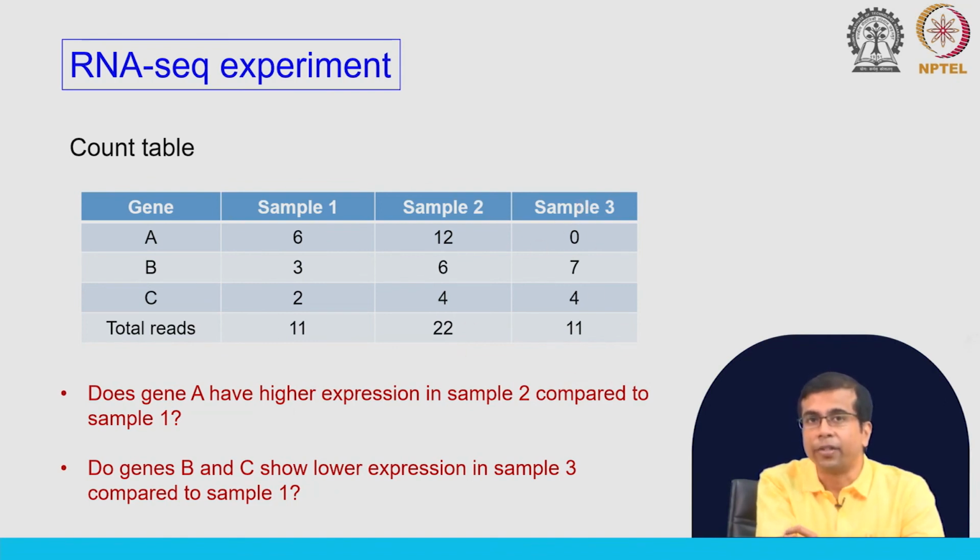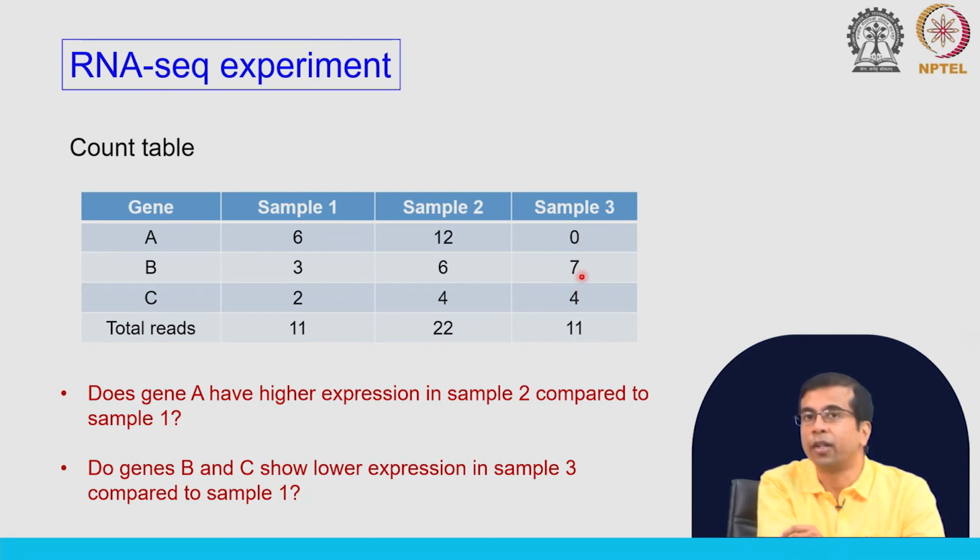For the second question here, do genes B and C show lower expression in sample 3 compared to sample 1? You have to be a bit careful. One of the things you probably notice is that gene A becomes 0. It means clearly that gene A's expression has dropped in sample 3. So if you are sequencing to the same sequencing depth, only B and C will get all the reads, because gene A is not expressed now. Only gene B and gene C are expressed.